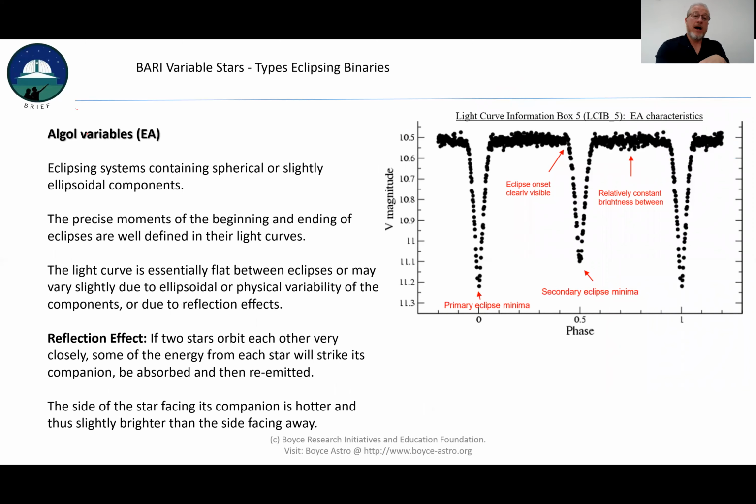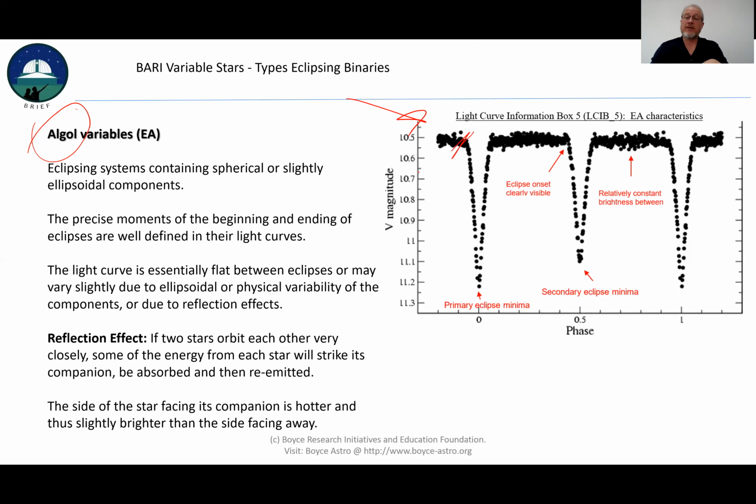Algol is a very popular eclipsing binary that's gone back many thousands of years and is highlighted every year or every month in Sky and Telescope magazine, where it gives you the eclipsing times of this particular system. So these eclipsing systems, these types of variables, contain spherical or slightly ellipsoidal components. The precise moments at the beginning and ending of the eclipses are well defined by their light curves, as you can see here on the right side.